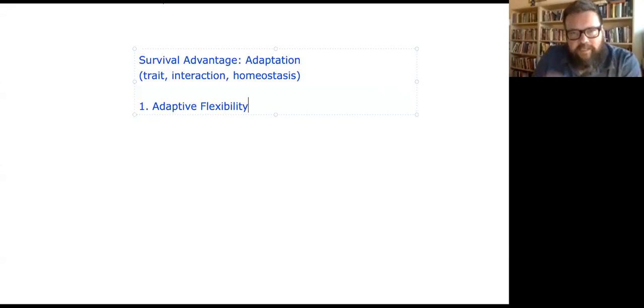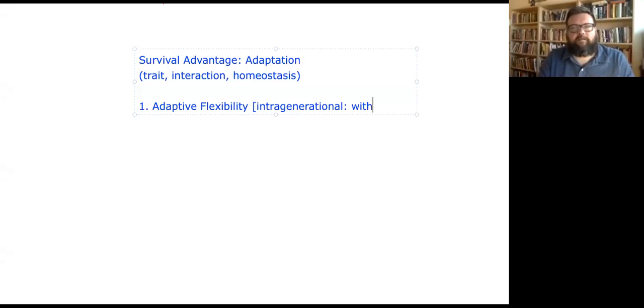Okay. Number 1 is adaptive flexibility. So adaptive flexibility, I'm going to actually type this out because it's so important. You have to know it. Adaptive flexibility is intragenerational.